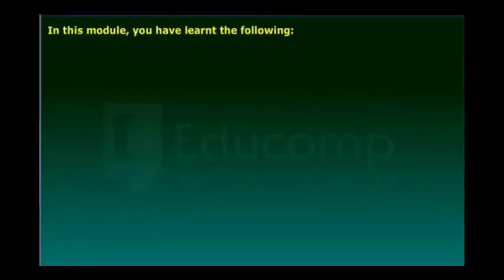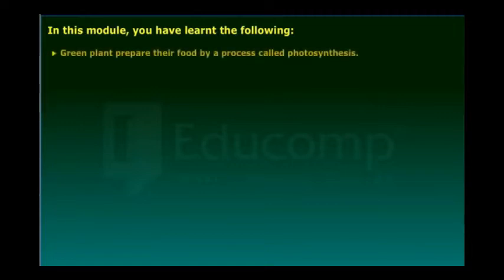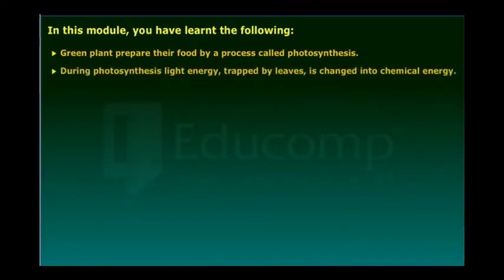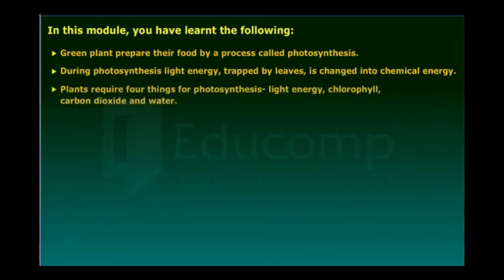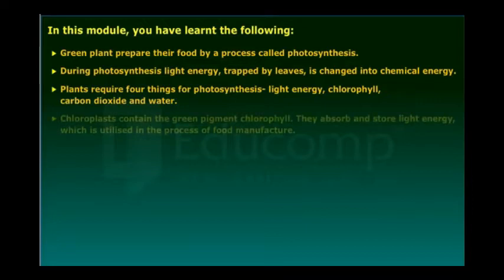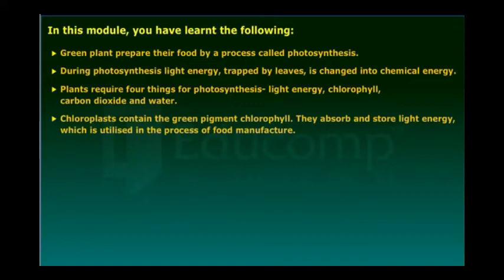In this module, you have learnt the following. Green plants prepare their food by a process called photosynthesis. During photosynthesis, light energy trapped by leaves is changed into chemical energy. Plants require four things for photosynthesis: light energy, chlorophyll, carbon dioxide, and water. Chloroplasts contain the green pigment chlorophyll. They absorb and store light energy, which is utilized in the process of food manufacture.